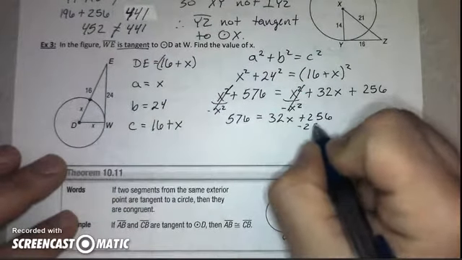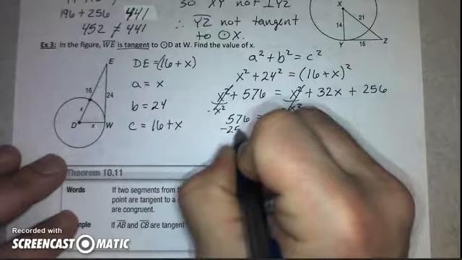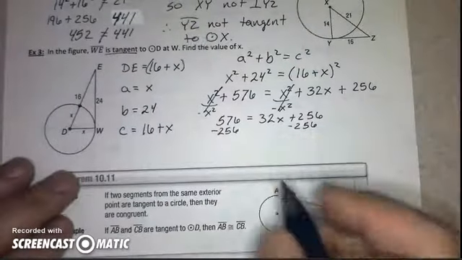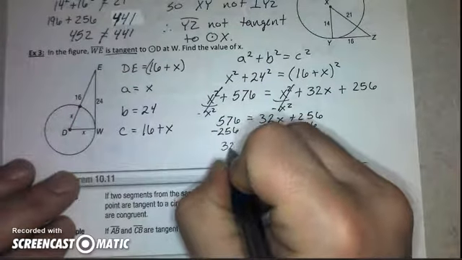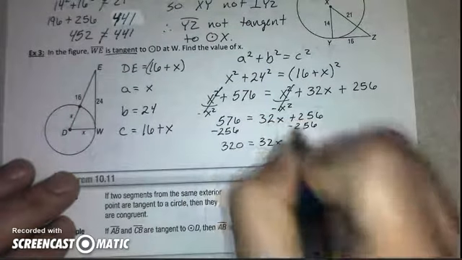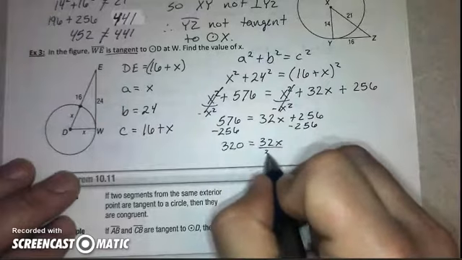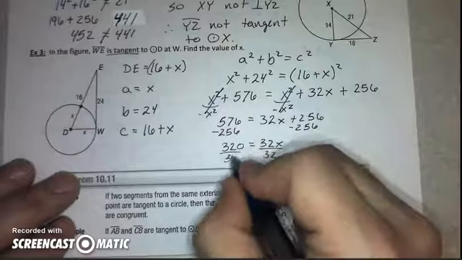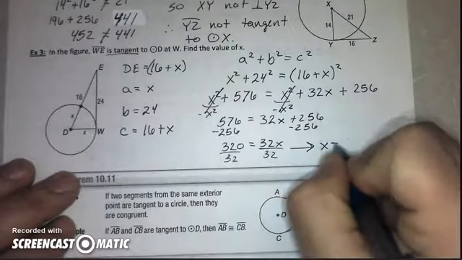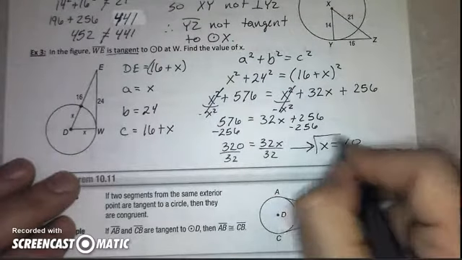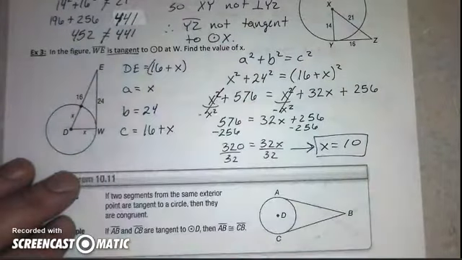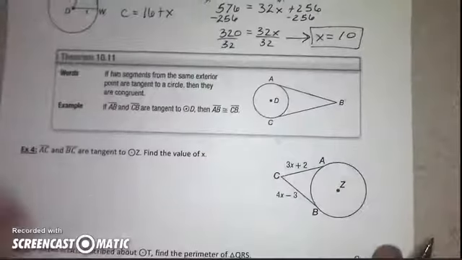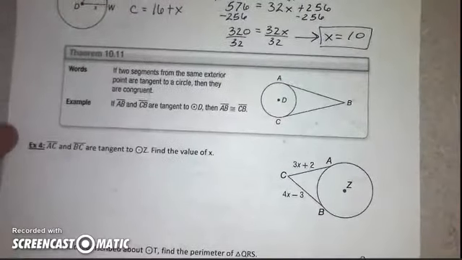Now we just solve for x. Subtract 256 first. And this side becomes 320 equals 32x. So we just divide by 32 on both sides. 320 divided by 32 gives us that x equals 10. And that is the answer to our problem. It says find the value of x. Okay? Alright, that leads us to our last theorem and our last examples.